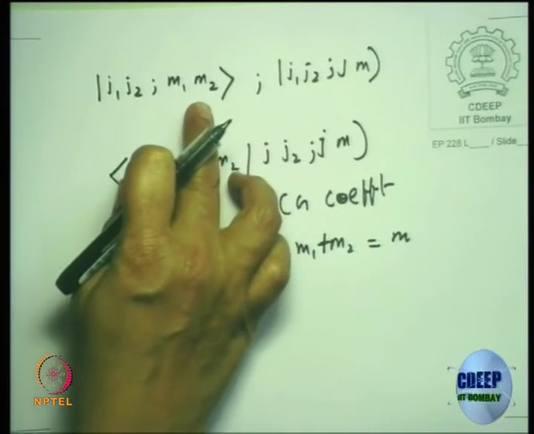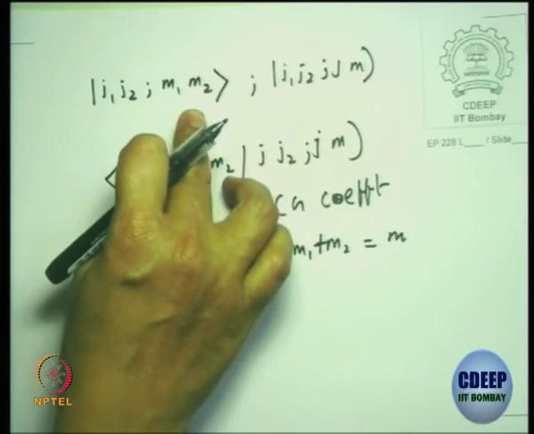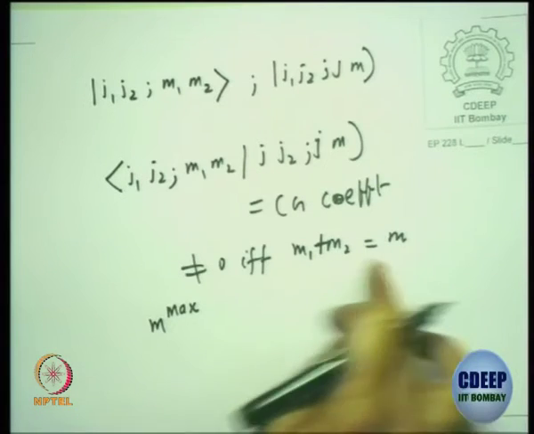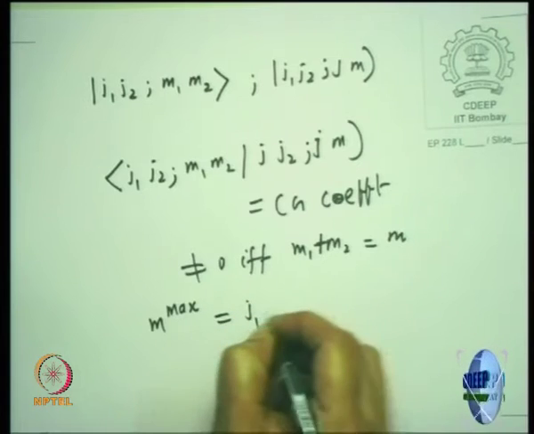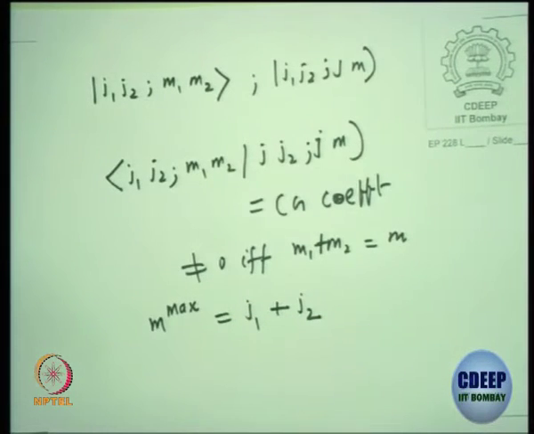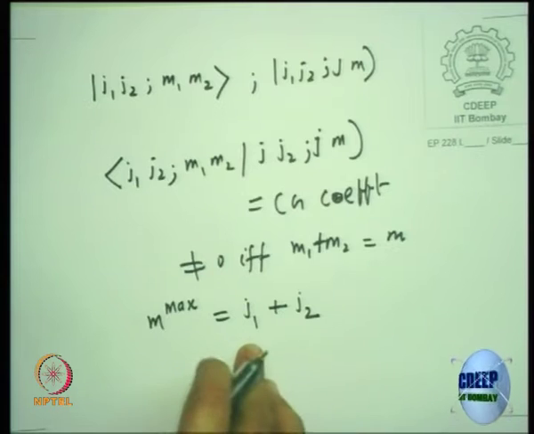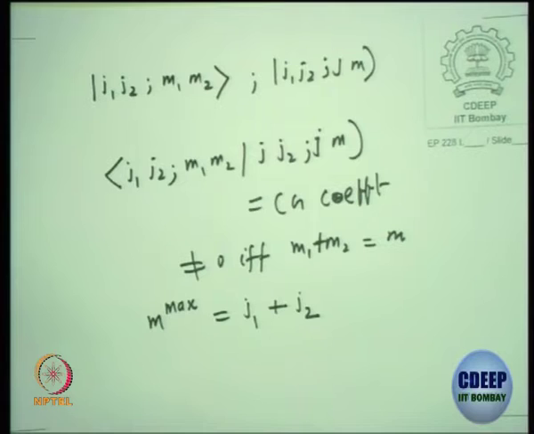M1 maximum is J1, M2 maximum is J2, and this condition that M1 plus M2 should be M will tell me M maximum cannot exceed, it has to be J1 plus J2. Is that clear? M maximum is the sum of the angular momentum of the two particles. If J1 is particle 1 angular momentum, J2 is particle 2 angular momentum, then the maximum value of the magnetic quantum number in the coupled basis has to be this.